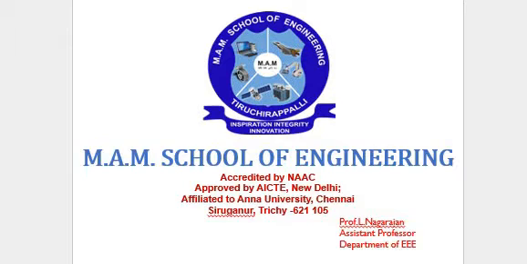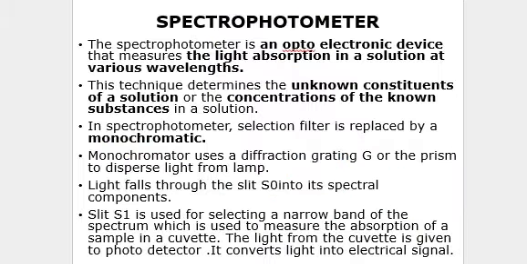So today we are going to discuss the spectrophotometer. We can find the name spectro. What is the name spectro? Spectrum is different wavelengths, different colors. Spectrum is different wavelengths of different colors.